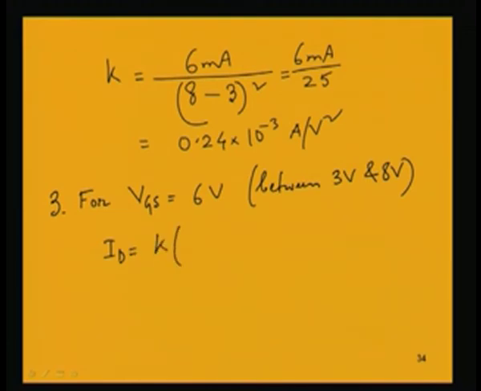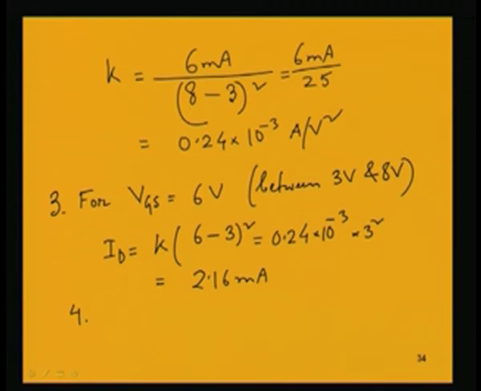K into (6 minus threshold 3) square. So, K is 0.24 into 10 to the power minus 3, times square of 3, which is 9. This value comes to 2.16 milliampere. So, 3 points we have known.